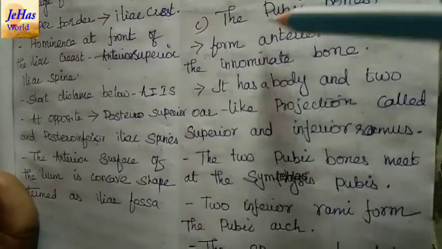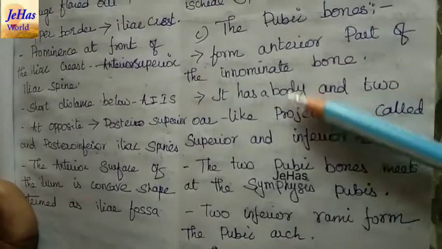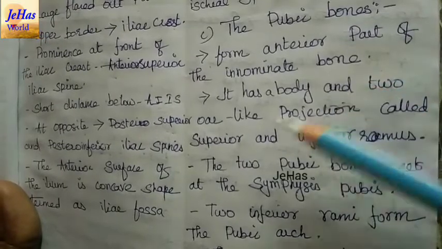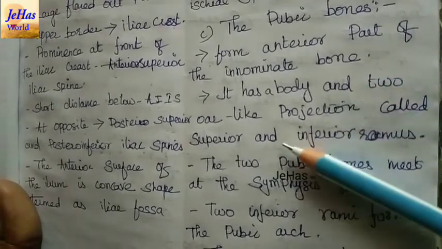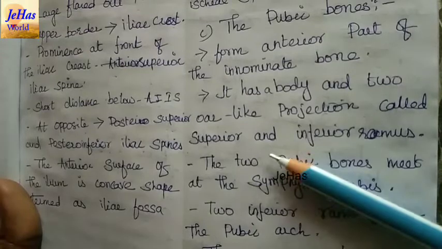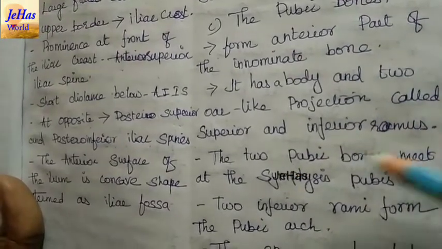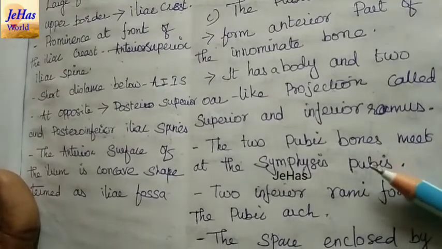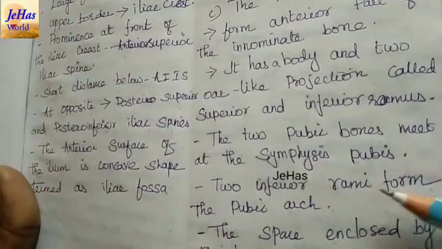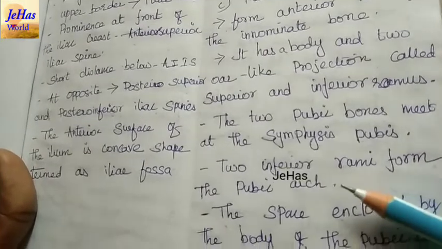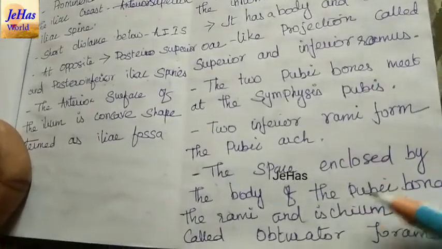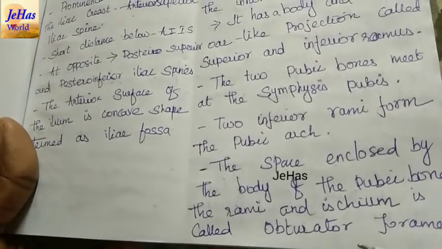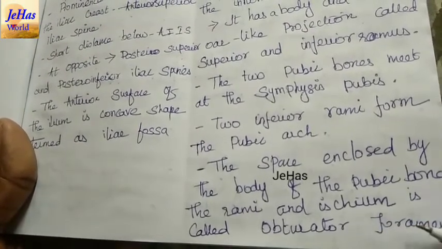The next one is the pubic bone. The pubic bone forms the anterior part of the innominate bone. It has a body and two oar-like projections called superior and inferior ramus. The two pubic bones meet at the symphysis pubis. Two inferior rami form the pubic arch. The space enclosed by the body of the pubic bone, the rami and ischium is called as obturator foramen.